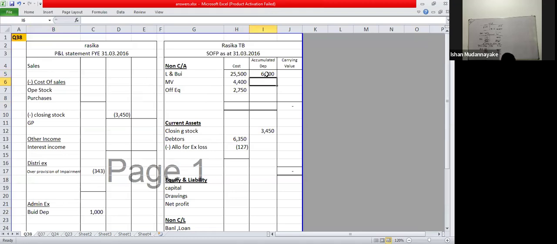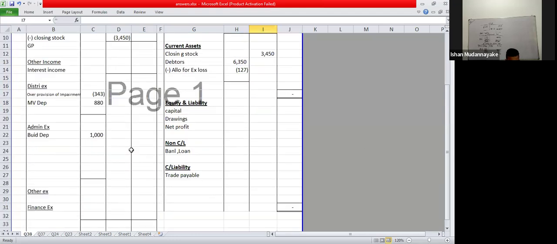Okay, right. Motor vehicle depreciation: 4,400 into 20%, 880. Motor vehicle depreciation distribution expenses 880. And then opening accumulated depreciation for delivery vehicle 1,440 plus 880. Total accumulated depreciation 2,320. Done.